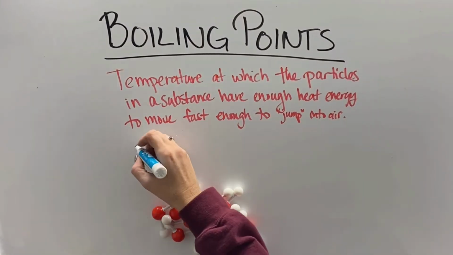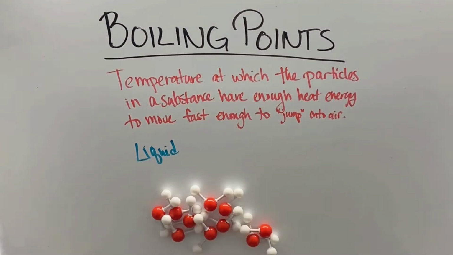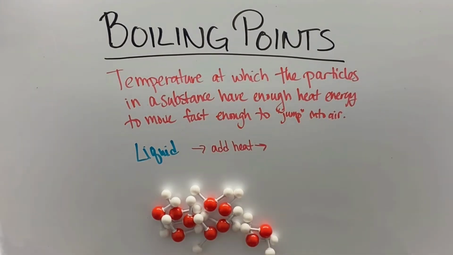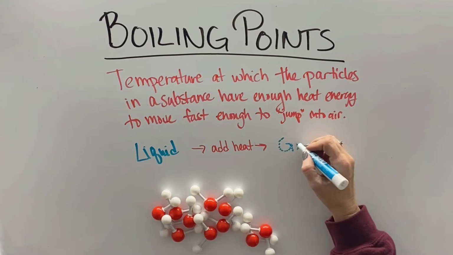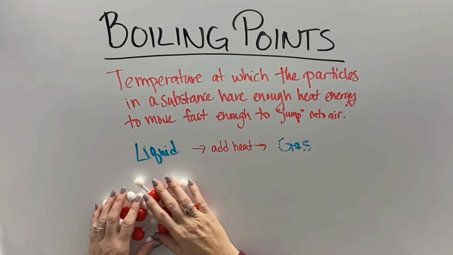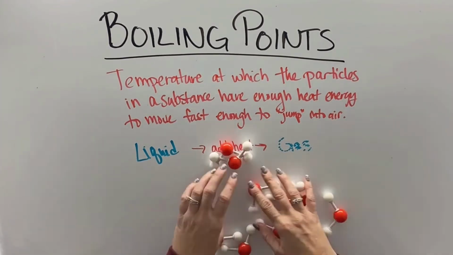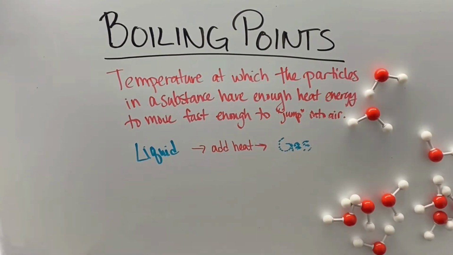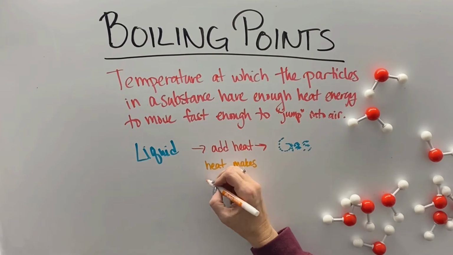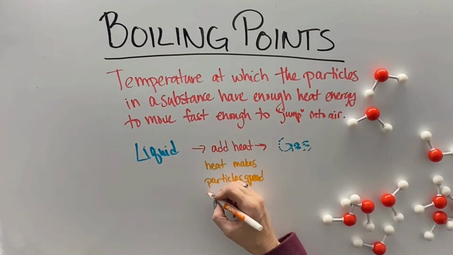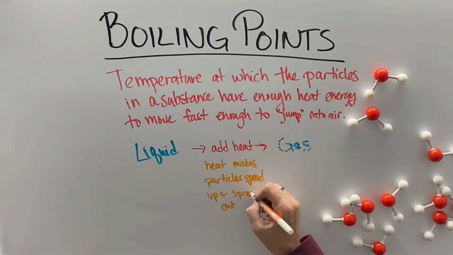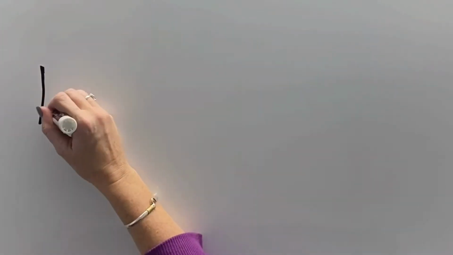Boiling points are the temperature at which particles in a substance have enough heat energy to turn into a gas. If we have a liquid, that's what we're starting with, and we add heat to it, the particles are going to start speeding up and spreading out until they turn into a gas. Understanding that heat causes particles to speed up and spread out helps us understand why things appear to be boiling as they turn into a gas, because they literally look like they're moving faster.